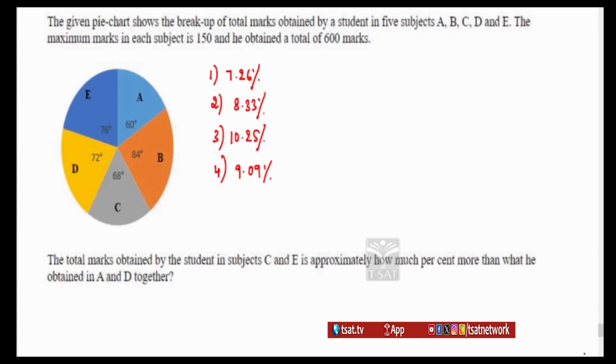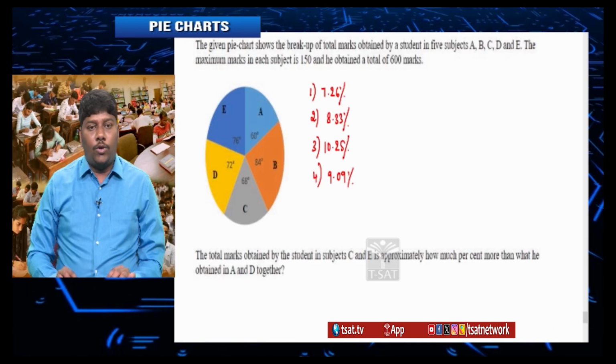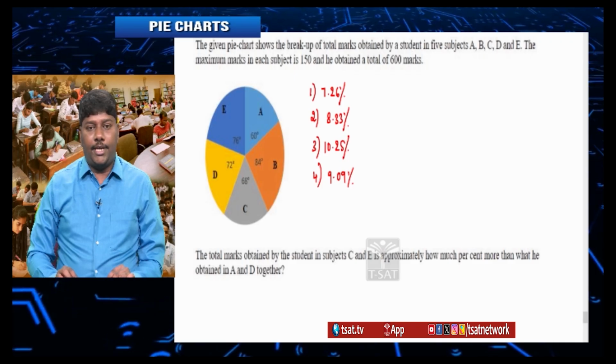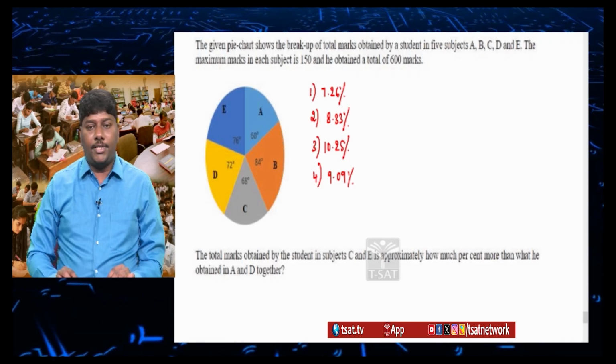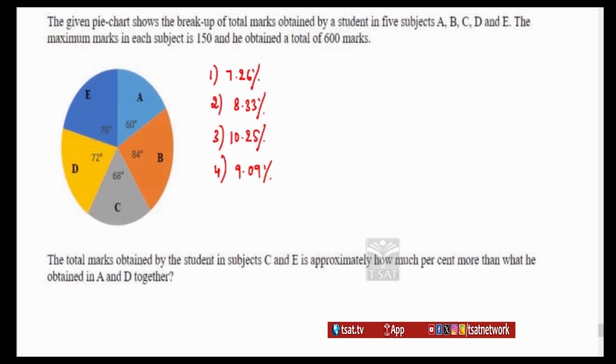Now the last one. The given pie chart shows the total marks obtained by the student in the subjects. C and E together are approximately how much percent more than he obtained in A and D together? He is asking you percentage more. Percentage more is nothing but percentage increase when compared to A plus D to C plus E. A plus D, if you look at A plus D, 60 plus 72, 132 degrees. C plus E, it is 68 plus 76, it is 144.